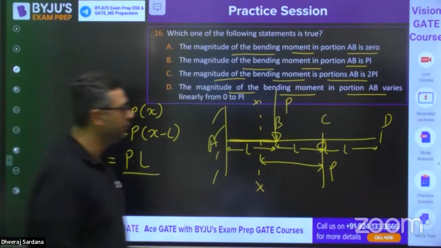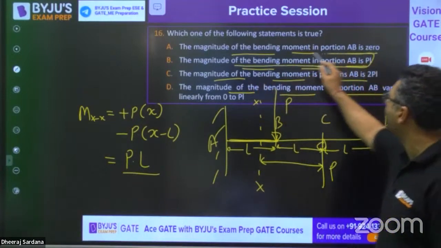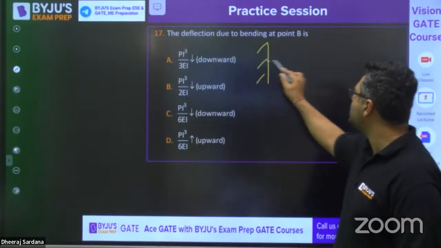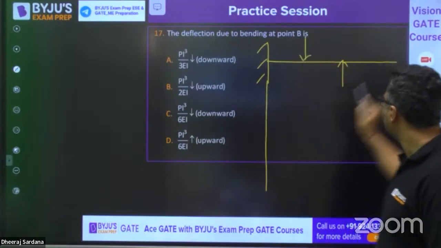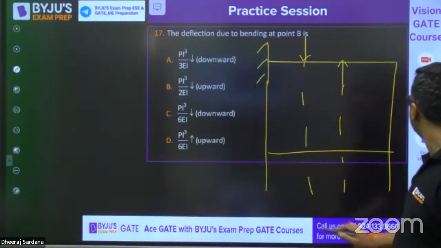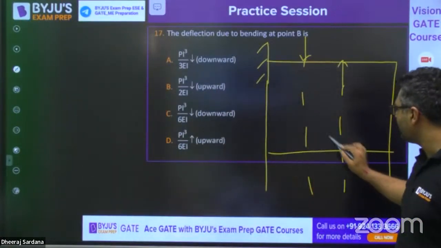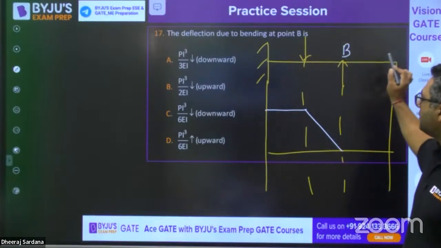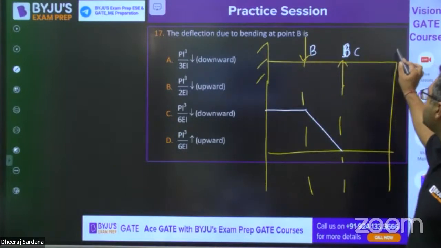What would be the answer? B is the answer. So can we say the magnitude of bending moment in the portion AB is PL? So if you want, I am going to make the BMD for this. Okay. So if you will see the BMD, it would be coming like this. Initially, it will be increasing from 0 to PL, then it will remain constant. So my dear, this is B. Okay. Sorry, this is C. This is B. This is D.